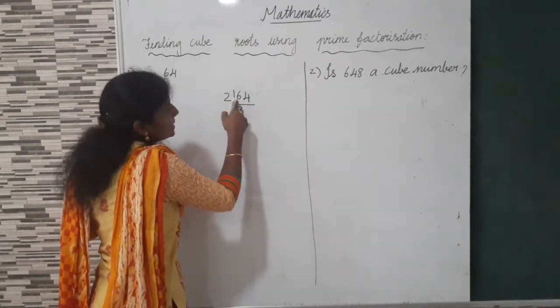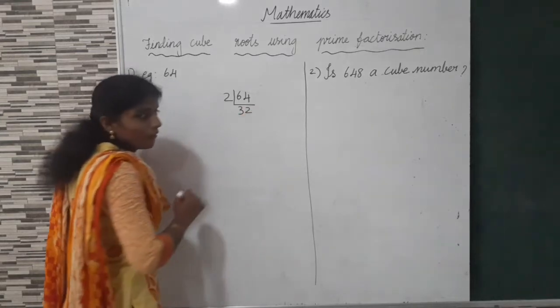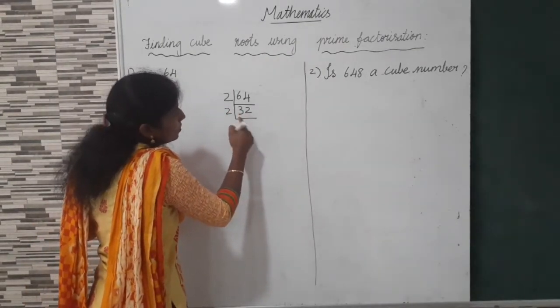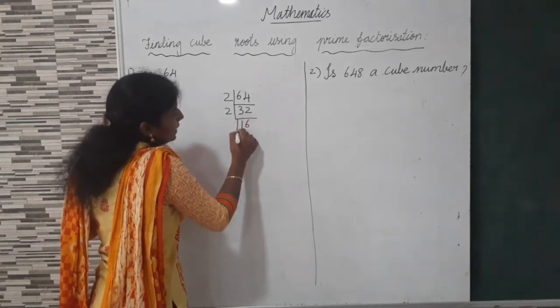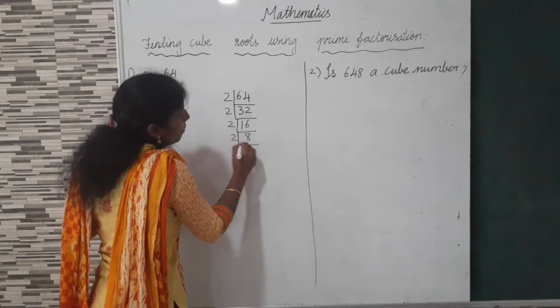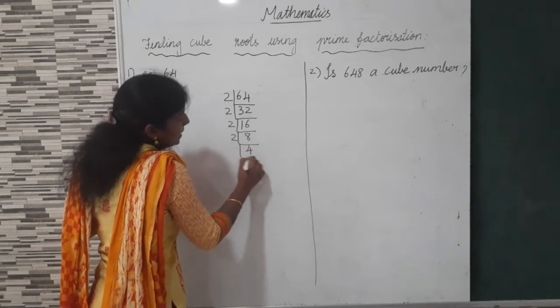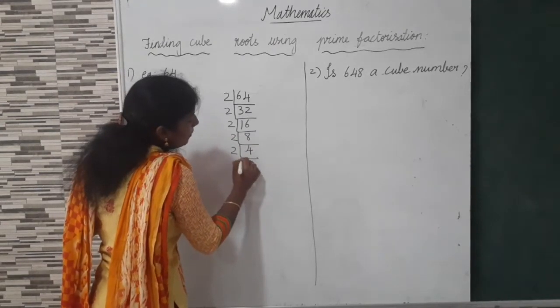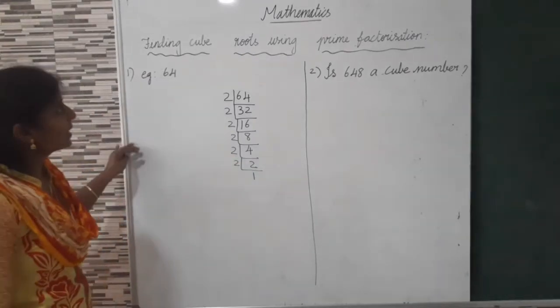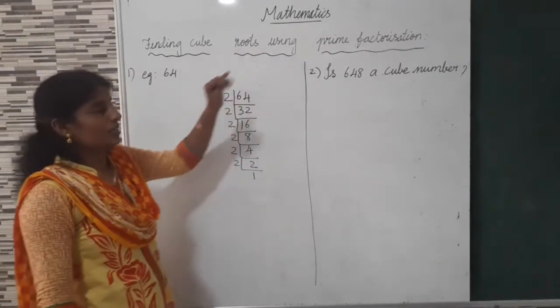3 2s are 6. 2 2s are 4. Then again 2 table, 1 2 is 2, 6 2s are 12. Then 2, 8 2s are 16. 2, 4 2s are 8. Again 2, 2 2s are 4, 2, 1 2 is 2. Isn't it?